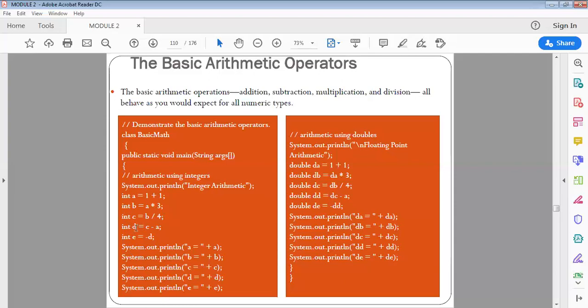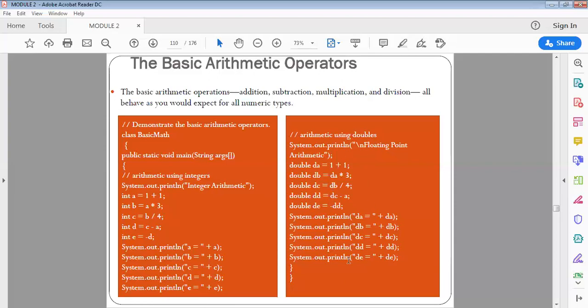Next you come to d. d is equal to c minus a. The c value is 1, minus the a value, which is 2. So 1 minus 2 results in the d value, that is minus 1. Next e is equal to minus of d. As the d value is minus 1, e is equal to minus of minus 1, and it becomes 1. That will be the output.